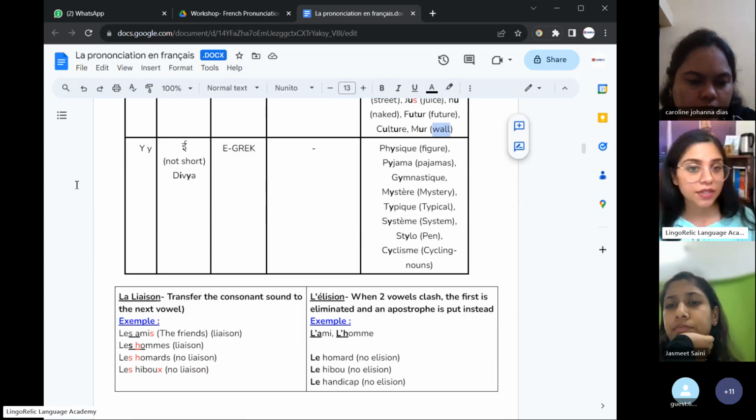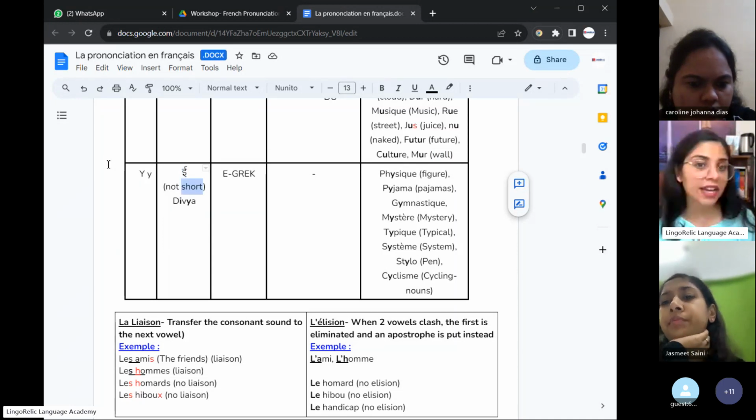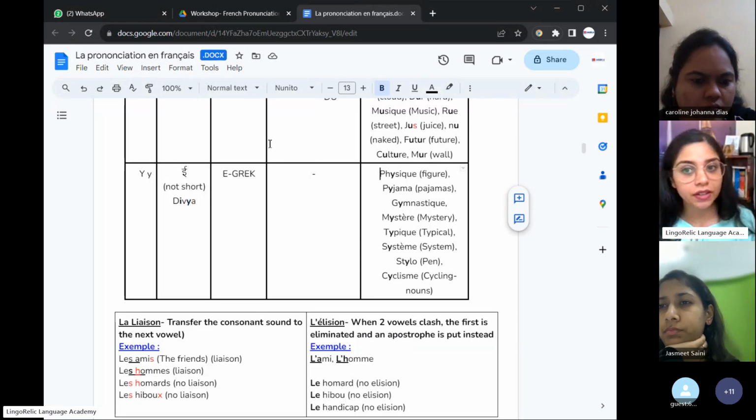And the next vowel that you have here is Y. Its name is Y. Its sound is E, not short. It is long. Just like I told you that French natives would pronounce my name, Divya. So it's E long sound. So you have some words here.